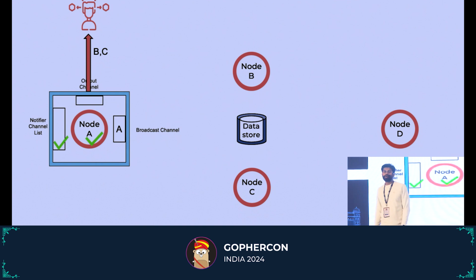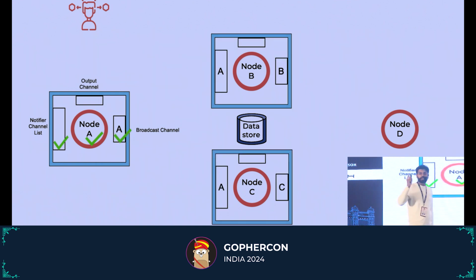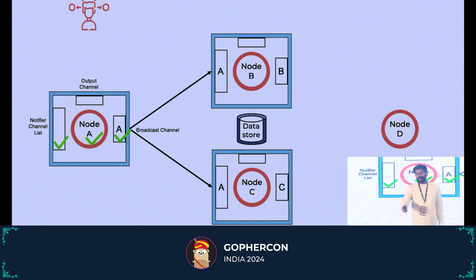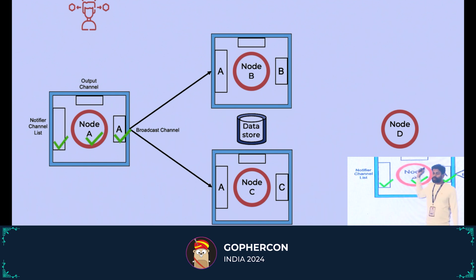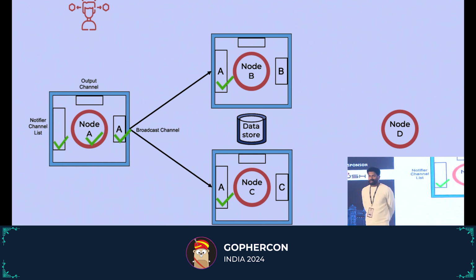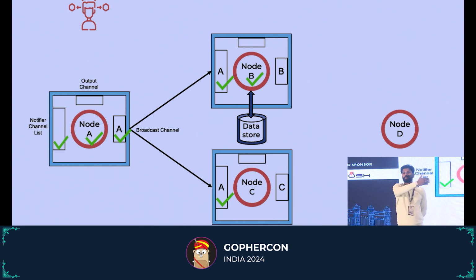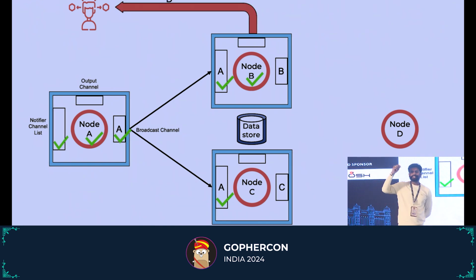Then it sent to the output channel that node B and C are ready for execution. Node B and node C workers were assigned, and the message from node A was sent to node B and node C. Those messages were received at the node B and node C end, and then node B and node C started their execution. Node B finished the execution first. It put some data into the data store, and read some data from the data store. Then finally, it sent that node D is also ready for execution.